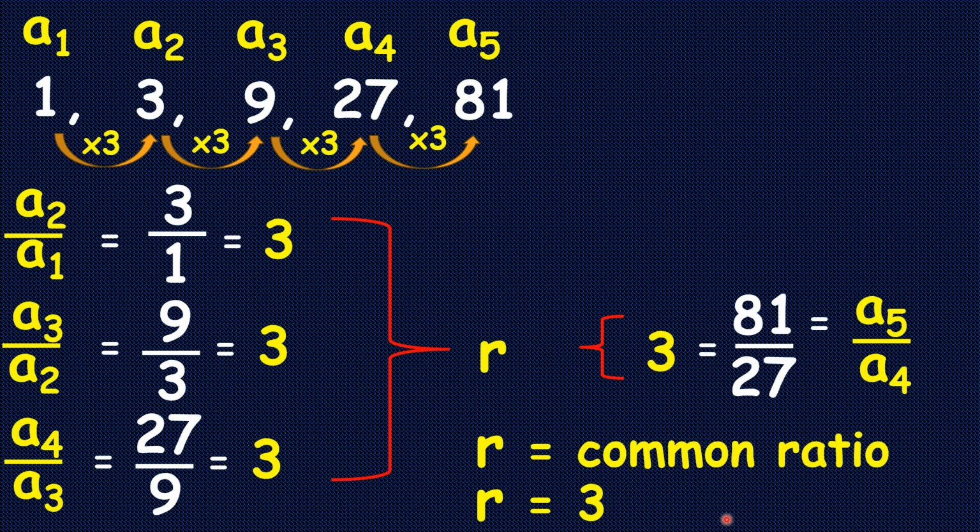Take note that sometimes the ratios can be positive, sometimes the ratios can be negative in some examples, and also take note that sometimes the ratios can be whole numbers, as in this case, and it can also be fractions.